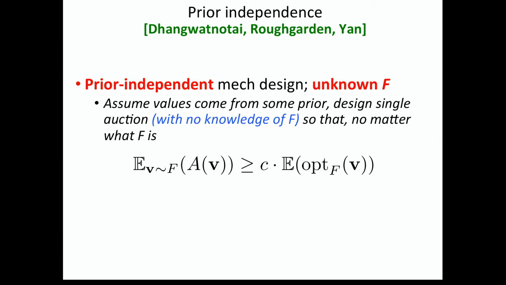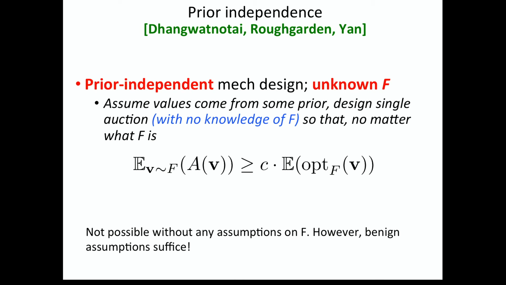So we assume the values of the agents come from some prior. And what we want to do is design a single auction that has no knowledge of the prior, so that no matter what the prior is, the expected value of the auction is within some constant factor of the expected value of the optimal auction tailored to that prior. We'd like this to work no matter what the prior is, among a large class of priors. Of course, it's not possible without any assumptions whatsoever on the prior. But it turns out that under relatively benign assumptions, you can actually get results like this in this setting.